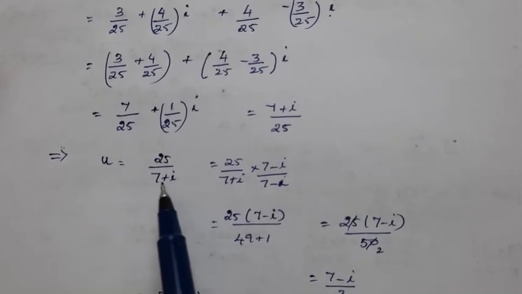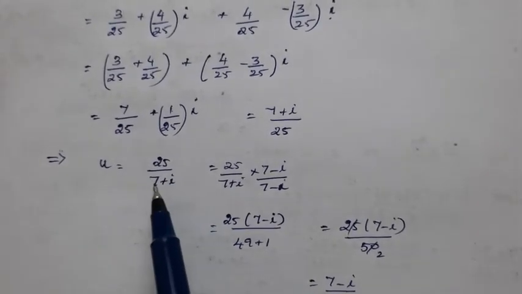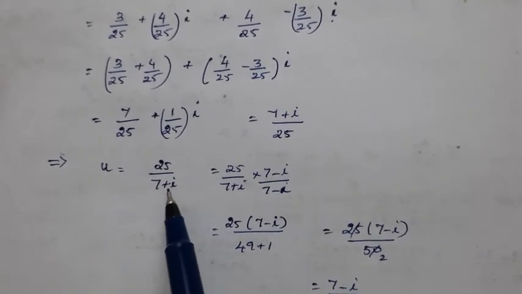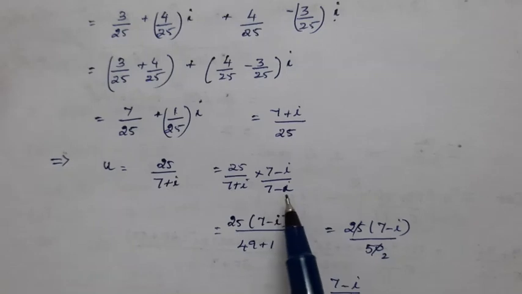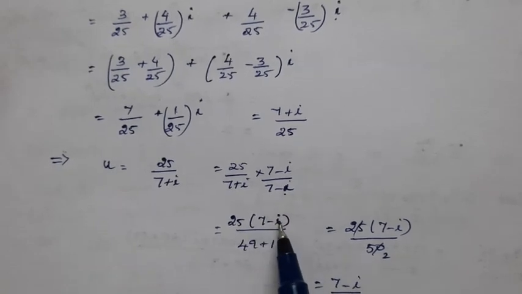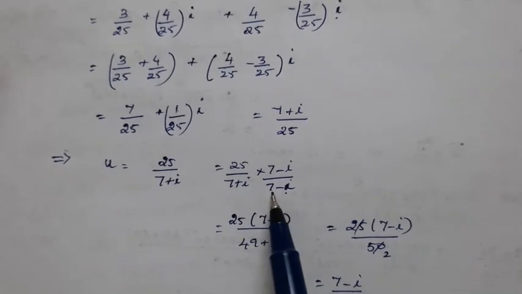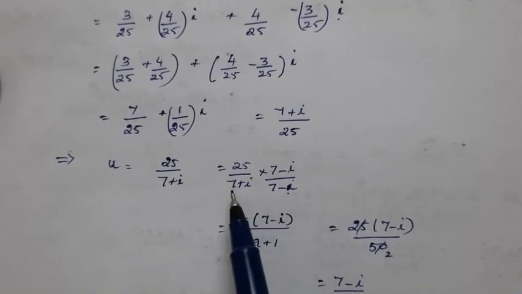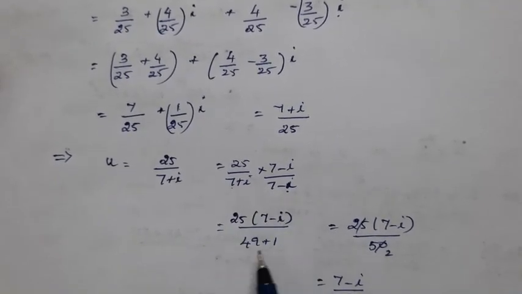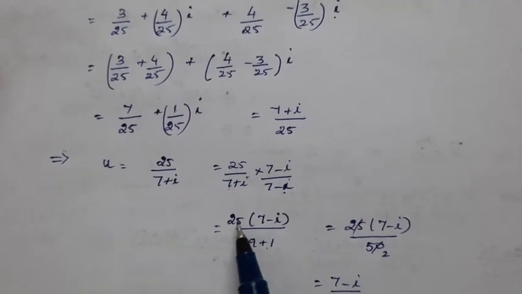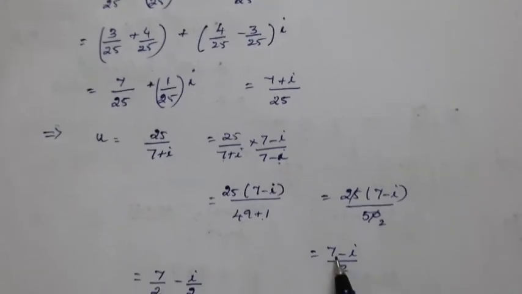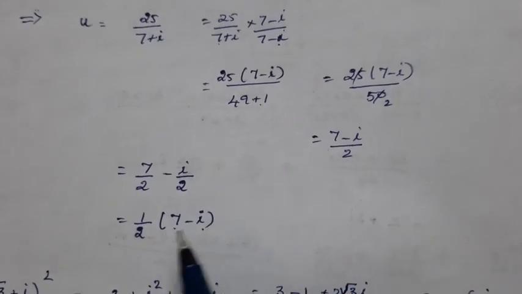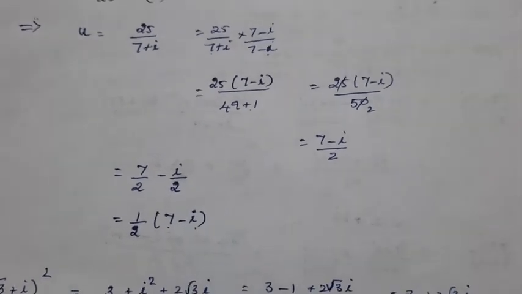That is, it is not in a rectangular form. Again, you have to convert this into rectangular form by multiplying and dividing by the conjugate of the denominator. So 7 minus i by 7 minus i. So 25 into 7 minus i. And what is the way of multiplying these two? Squaring the sum of the squares of the real part and imaginary part. That is 7 squared plus 1 squared, 49 plus 1, 50. So simplifying 25 and 50, 1 by 2, we have 7 minus i by 2, or 1 by 2 into 7 minus i. So this is the way to find out u.